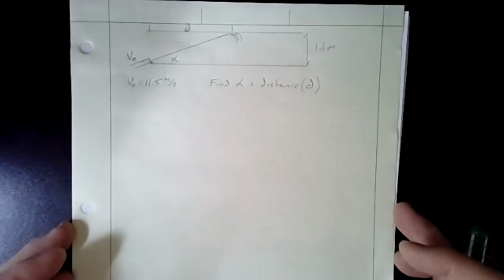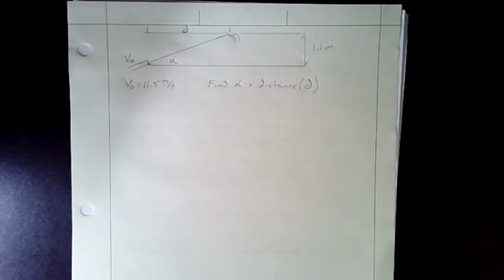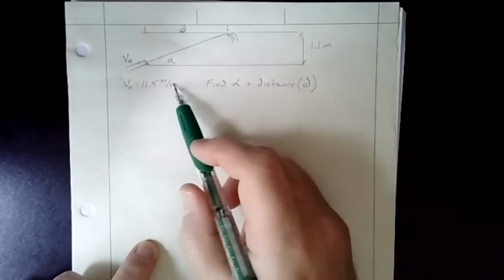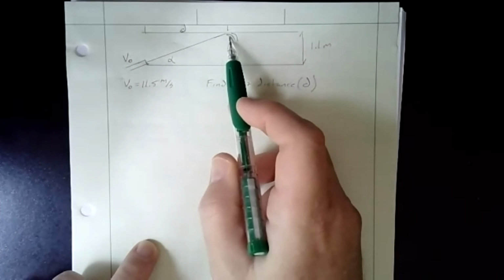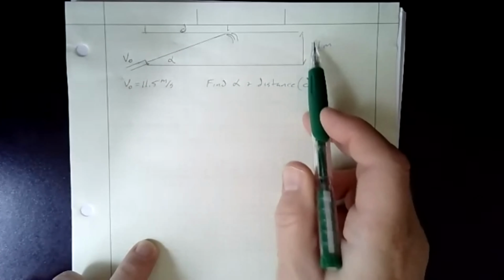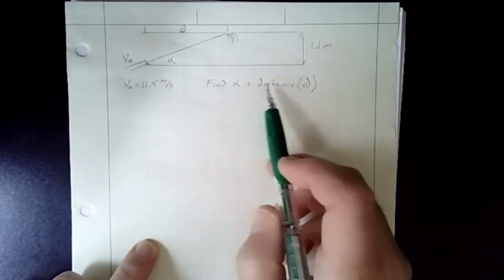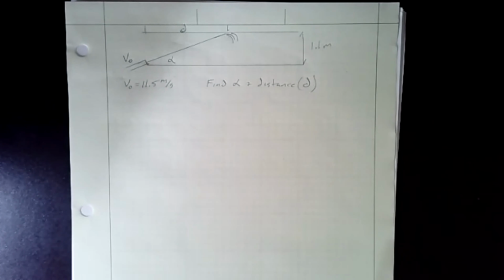So if we go back to this, here's our drawing. We have 11.5 meters per second V naught. We have alpha. There's our D, that's what we're trying to find. 1.1 meter height. So we want to find this and this.